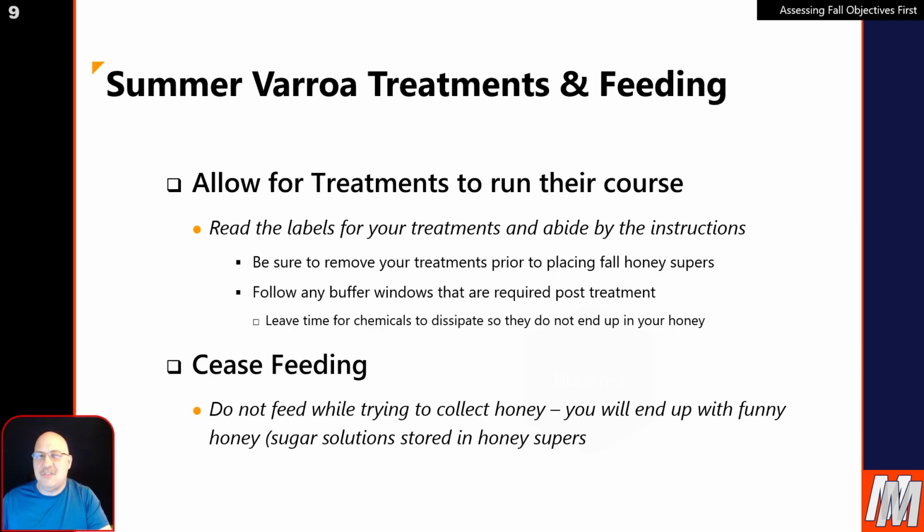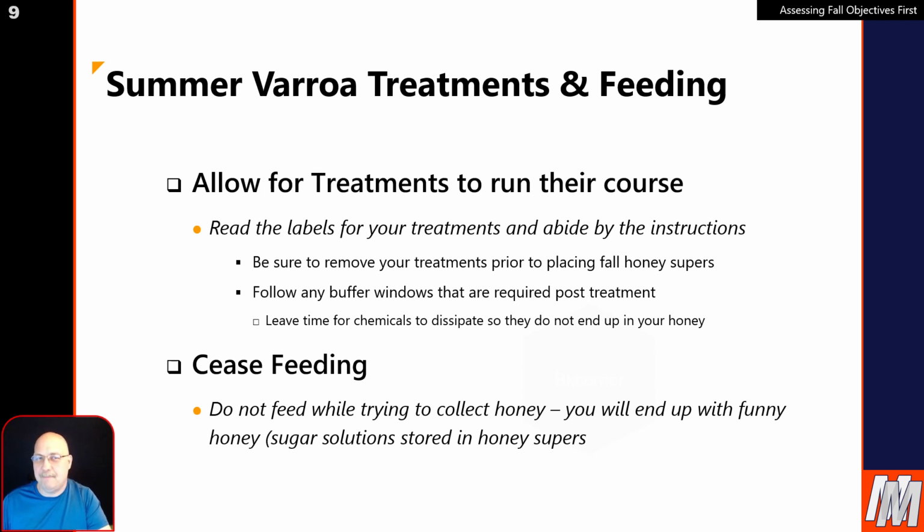The next level of instructions are for those who are ready to collect a fall harvest. But before you do that, you have to make sure that you have the right conditions to put honey boxes on where you're not going to cause some issues to yourself. If you had treatments on the hives, you have to allow them to run their course. Make sure that you read the label and follow the directions, including buffer times for when you remove, say, Apivar, that you leave the right time for the product to dissipate so that it does not end up in your honey.